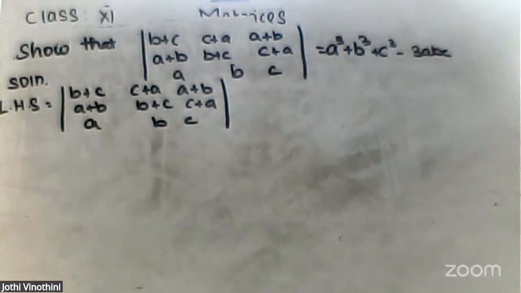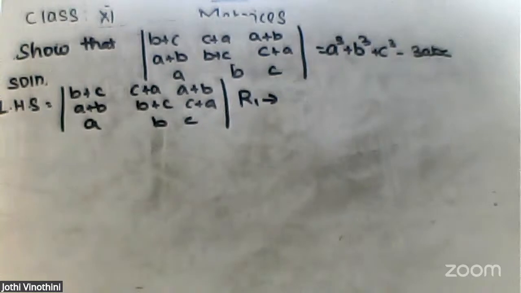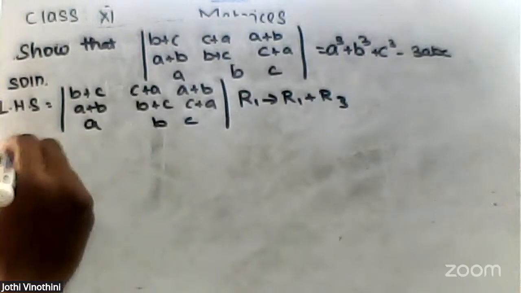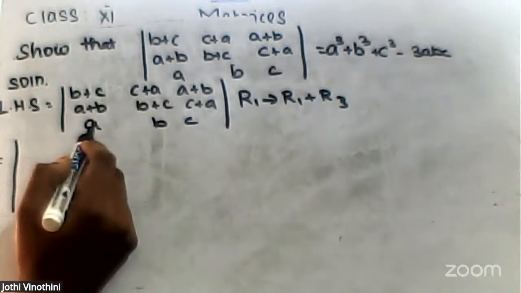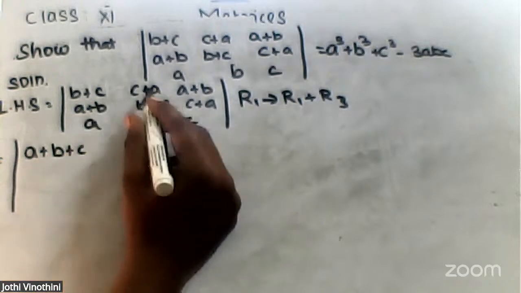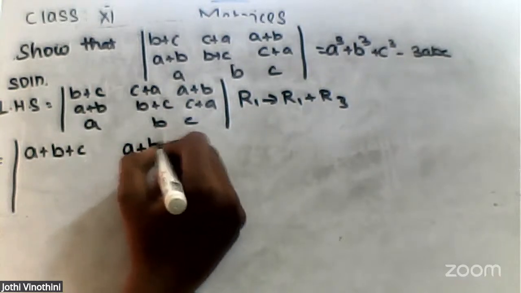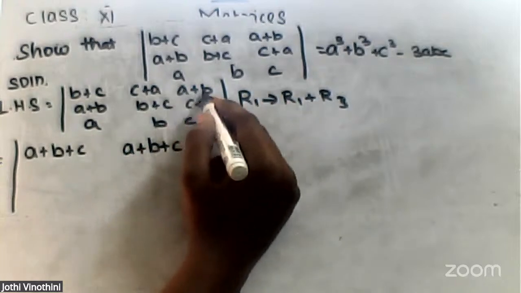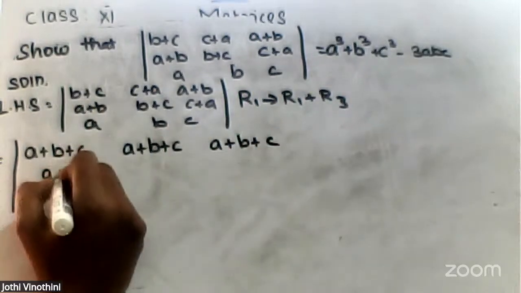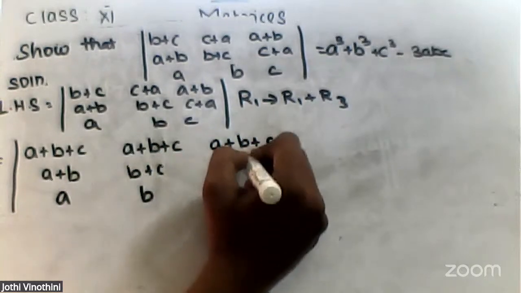So what I am going to do first is take R1, right? I am going to replace R1 by R1 plus R3, right? So here a and here b plus c, we are going to add this. It will become a plus b plus c. Similarly, we have c and a in addition here, we are going to add b, so I can write a plus b plus c. Here also we have a plus b, we are going to add c, so it will become a plus b plus c. So R2 and R3 remain the same. Right? Right. This is our first step.